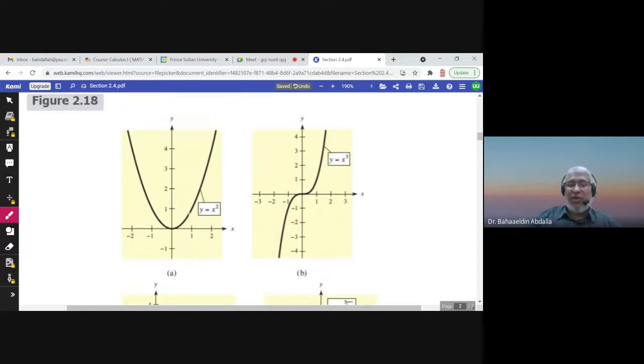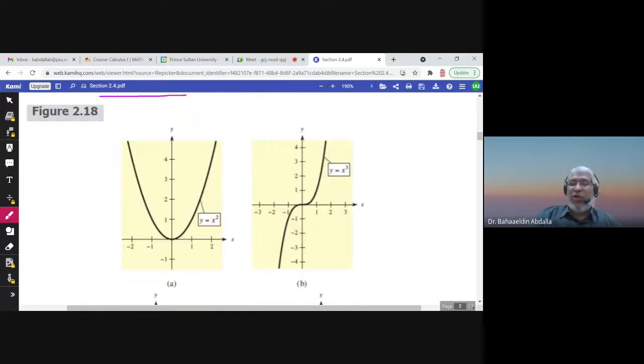For x squared, this is the graph of y equals x squared. It's a parabola. We studied parabolas. The vertex is 0, 0. Y equals x cubed has this graph, always increasing. The domain is real numbers, the range is real numbers. While here, for x squared, the domain is real numbers, but the range is from 0 to infinity. So this is x squared, x cubed.